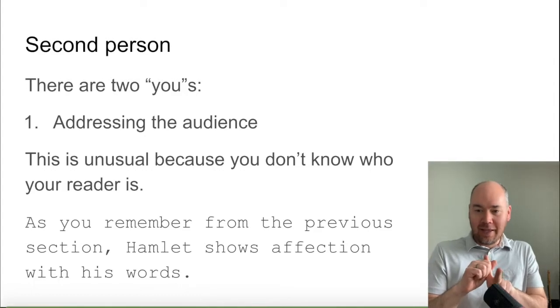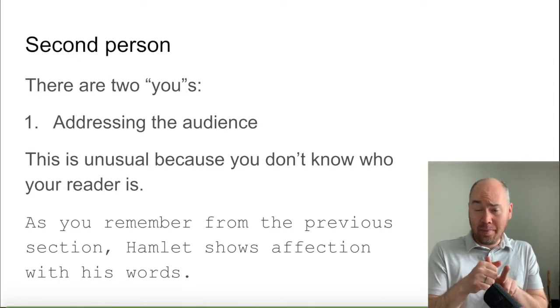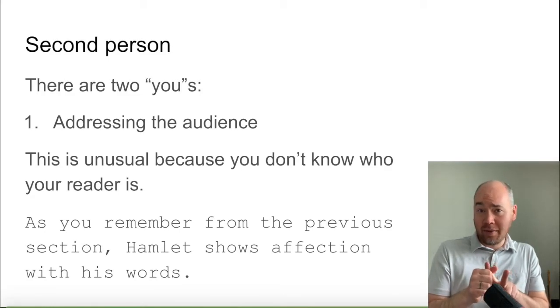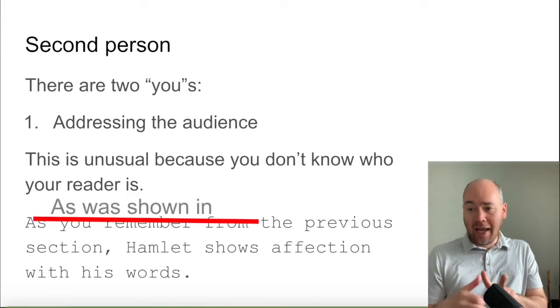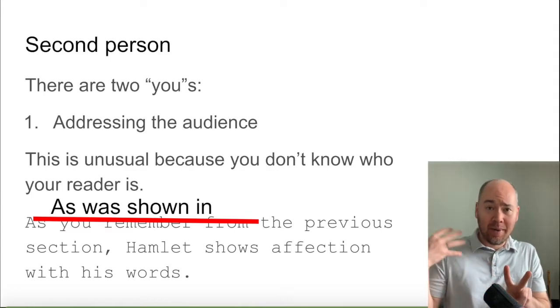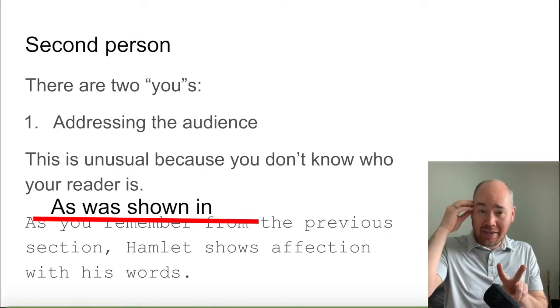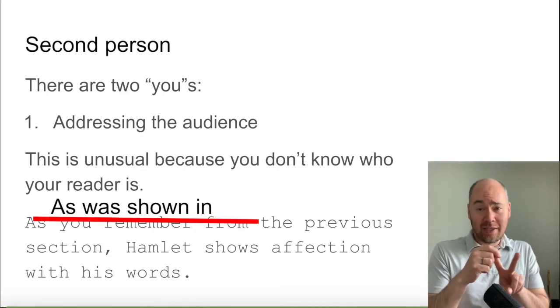So, in this example, it says, as you remember from the previous section, Hamlet shows affection with his words. We don't know the reader. We don't know what the reader remembers. It's not in our interests to try to describe the reader's thoughts when we know nothing about that person, right? So we don't want to say as you remember, but maybe something like as was shown, right? We can, of course, talk about the essay and say what was shown in the previous paragraph. We don't want to jump into the reader's mind and say, as you will remember. Okay. So that's one meaning of you, which is addressing the audience directly.